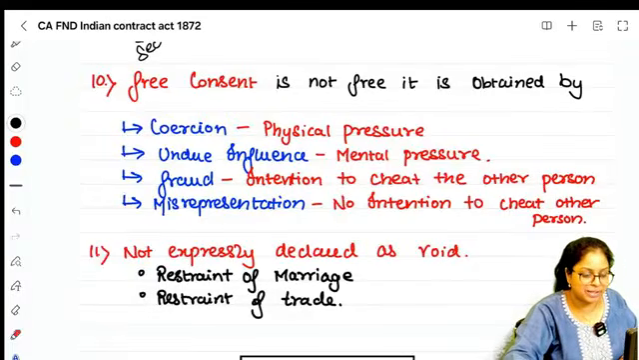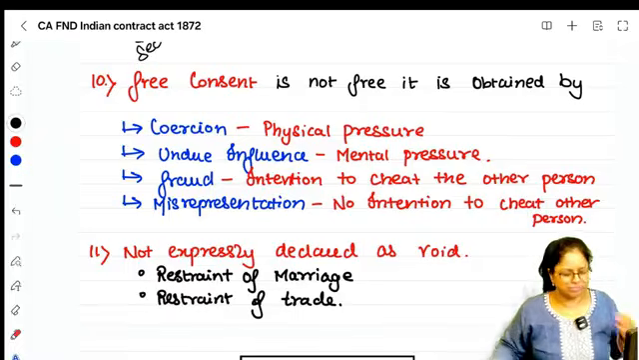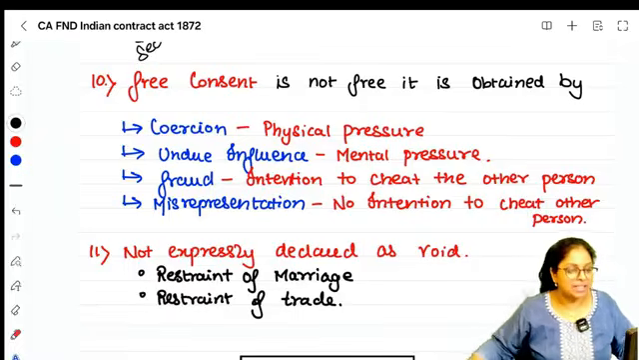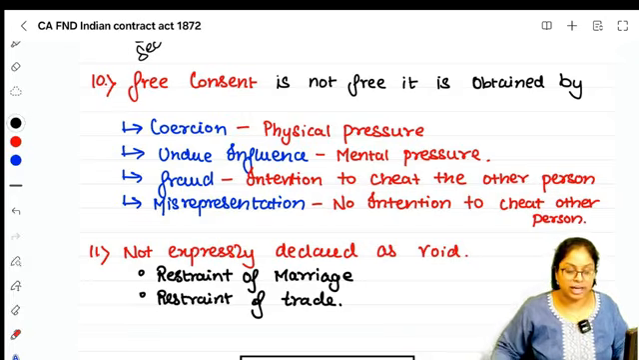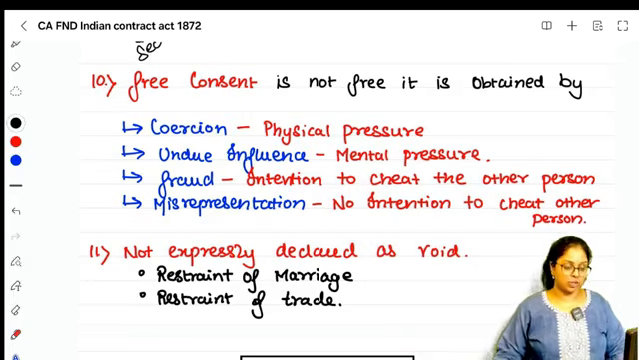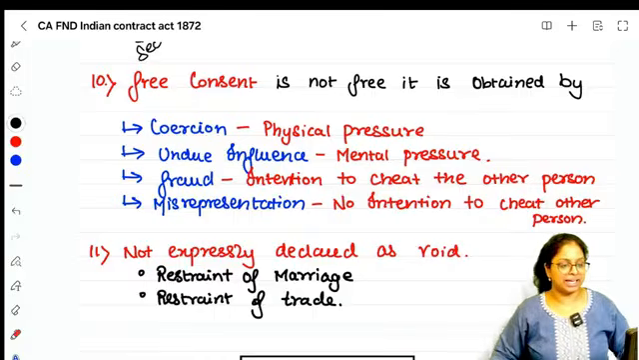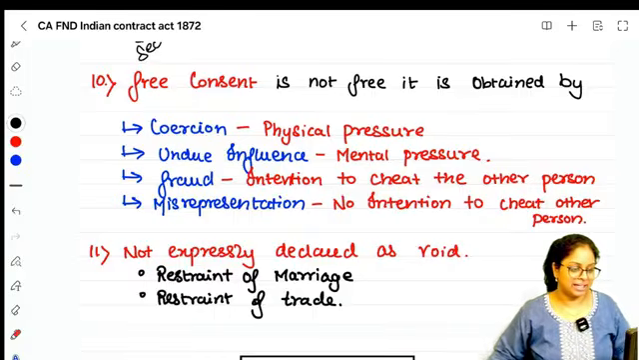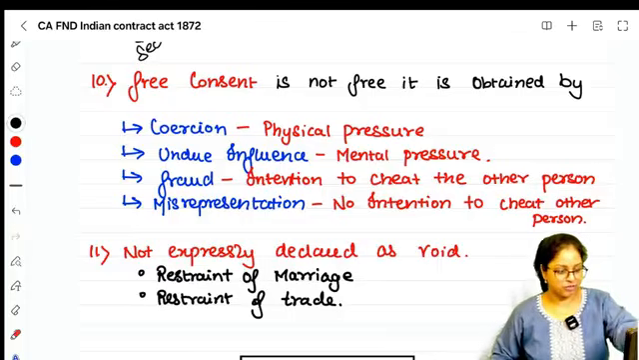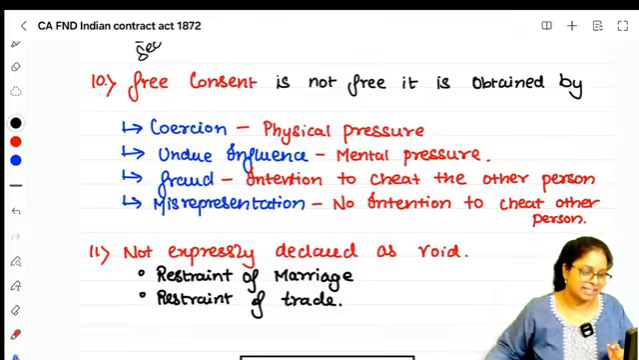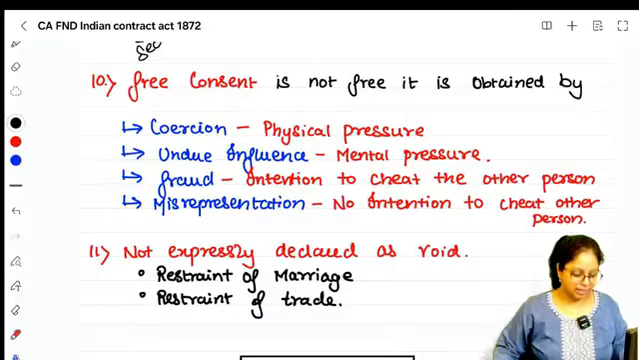What does the last essential talk about? The last essential says that the contract should not be expressly declared as void. Two types of contract are expressly declared as void. What are they? Restraint of marriage, restraint of trade. Is that clear?